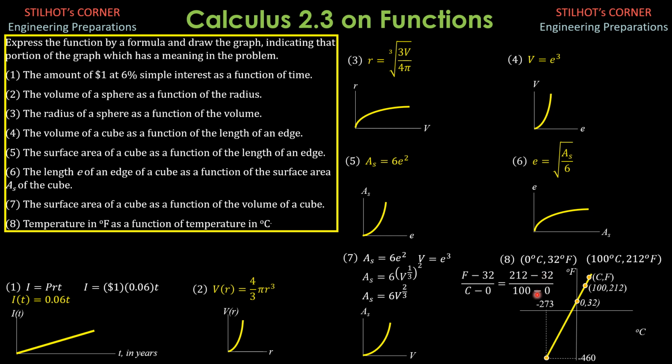180 over 100 is 1.8. Then transpose this to the right, plus 32. So F is 1.8 C plus 32. So that's the graph. That's the relationship between F and C. And this is the graph.